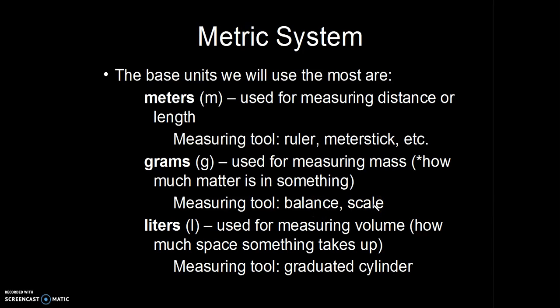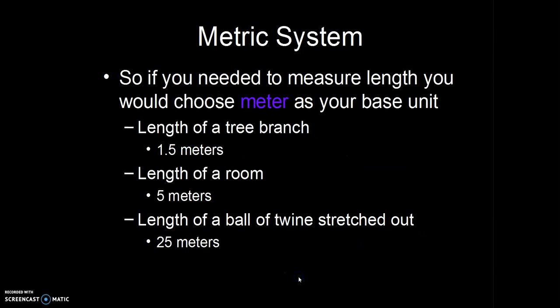A scale, like a bathroom scale, will also give you the mass, or sometimes we call that weight, of an object. And the third base unit you're going to see a lot is the liter. The liter is used for measuring volume, which is how much space an object takes up. The measuring tool varies depending on what we're measuring, but for liquid volume and for volume of irregular solids, we use what's called a graduated cylinder.